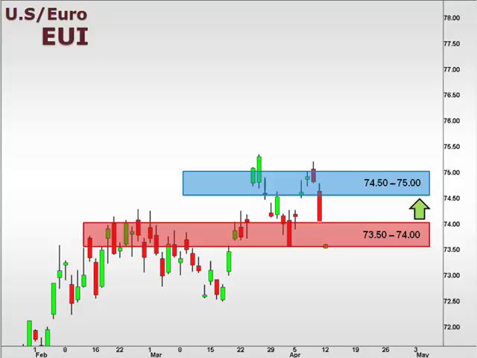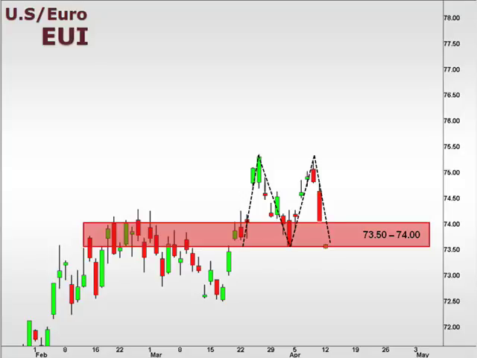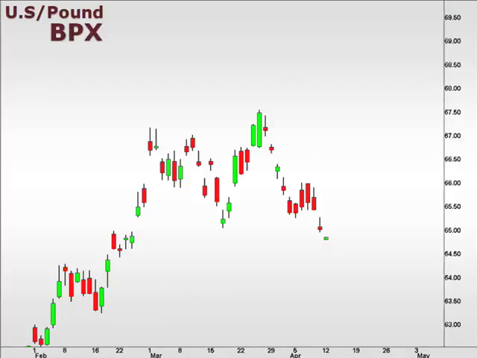Should the pair value find support at 73.5, 74, we are likely to see some resistance once again up in this level. Now, with the pair testing 74.5, 75 for a second time, we can't ignore this possible formation of a double top, which again lends credibility to a possible deeper retracement in the near term.